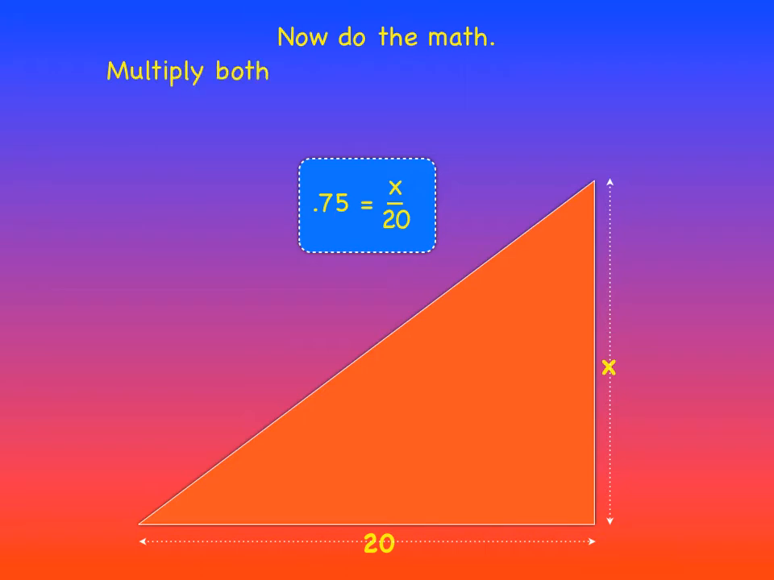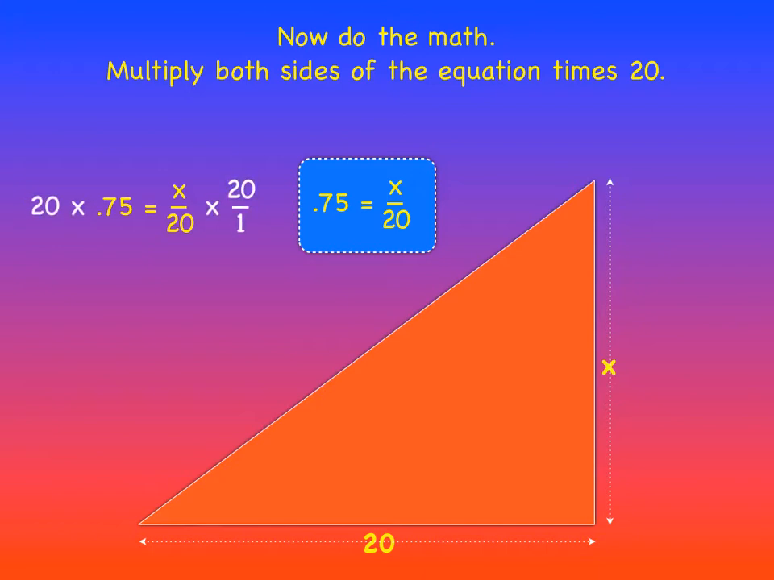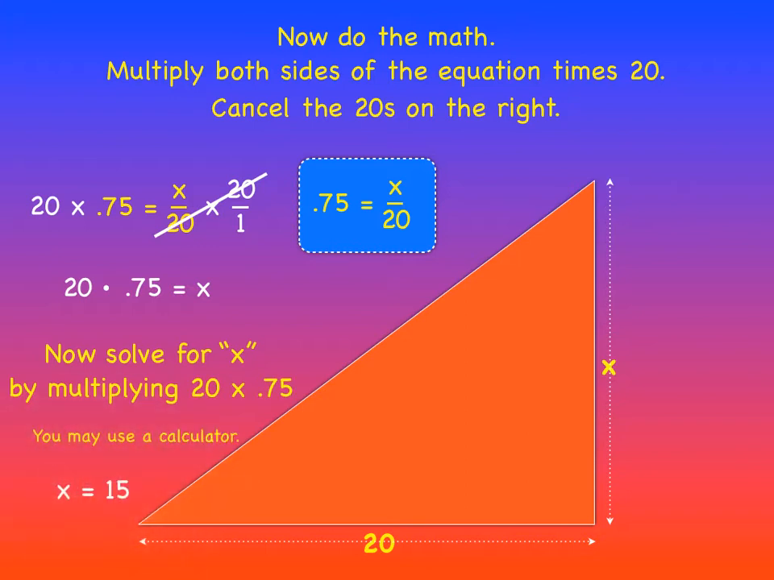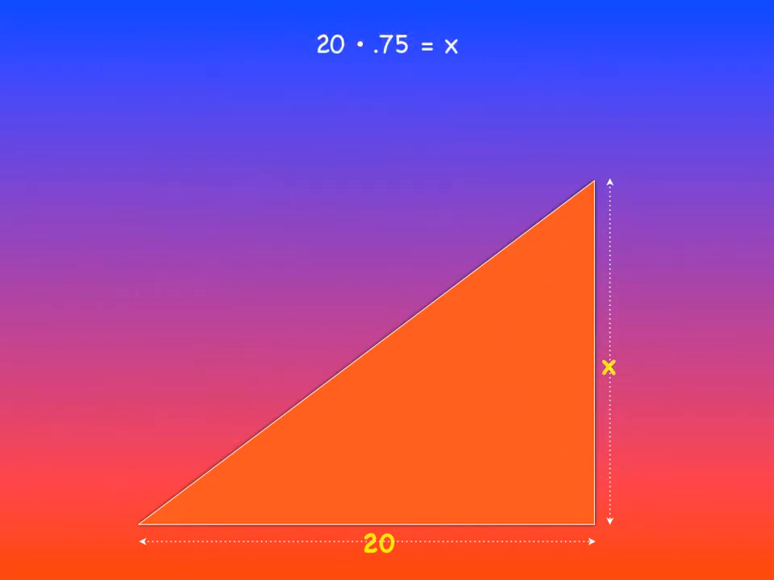Now, do the math. Multiply both sides of the equation times 20. Cancel the 20s on the right side of the equation. Now the equation looks like 20 times 75/100ths equals x. Now solve for x by multiplying 20 times 75/100ths. You may use a calculator and find that x is 15. 20 times 75/100ths equals x.